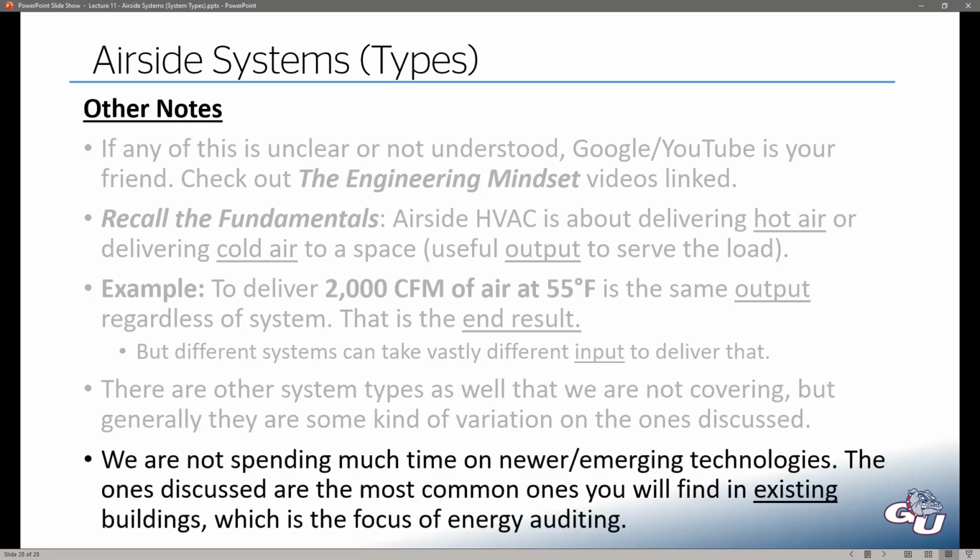We're also not going to spend a ton of time on newer emerging technologies. The types of systems we talked about today, that's mostly what we see in existing buildings. You're generally not going to do an energy audit and find a top of the line, brand new, super efficient system. What I'll probably do, which is what I did last year, is on the last day of class before the final, I put together a final set of slides that talk about some of the newer or maybe less typical HVAC systems you might see out there. So I'll briefly touch on it, but as far as the course in your homework, we won't be spending a ton of time on it.